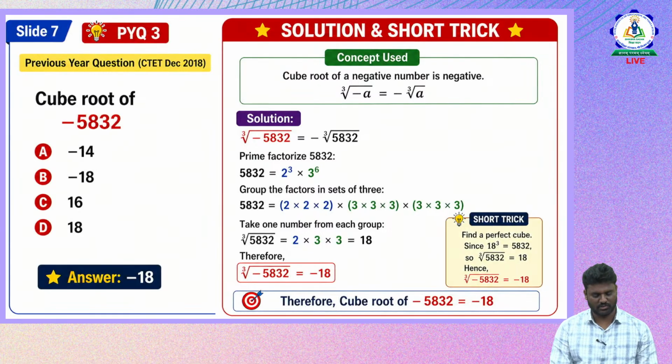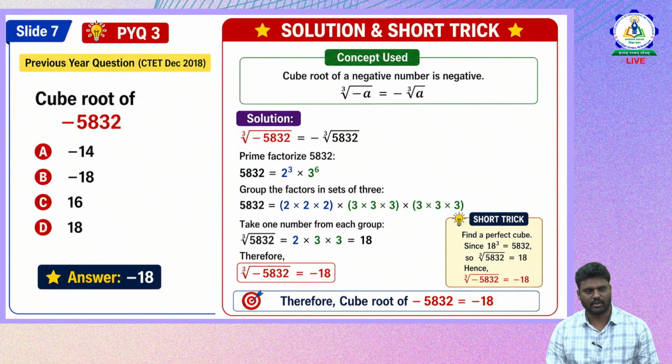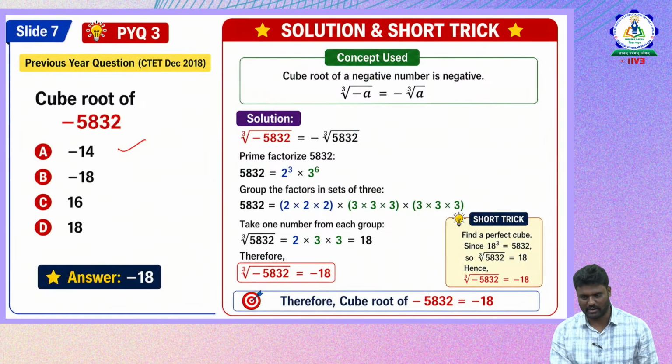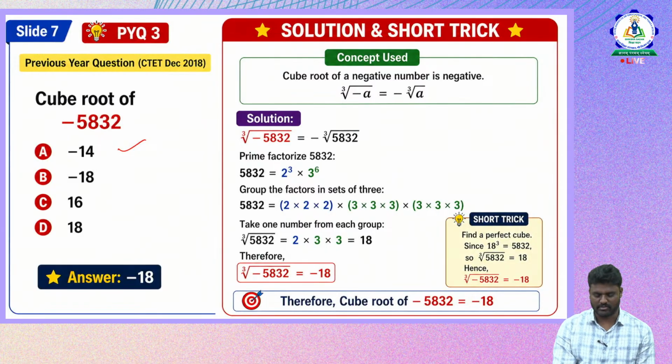Now the next question: the cube root of minus 5832. We need to identify the cube root of the given number. The options given here are: option A minus 14, option B minus 18, option C 16, option D 18. Now, this problem we can solve in two ways. Let us see how we can solve this one through the regular method, applying the concept.